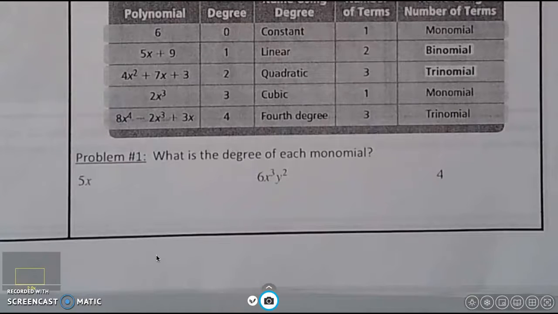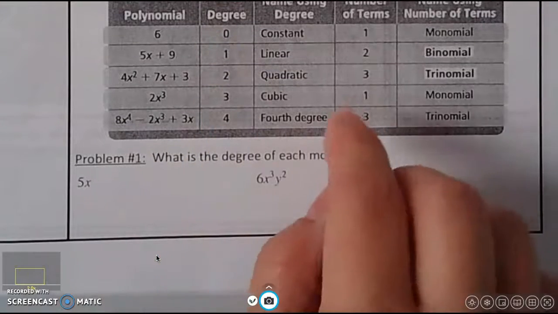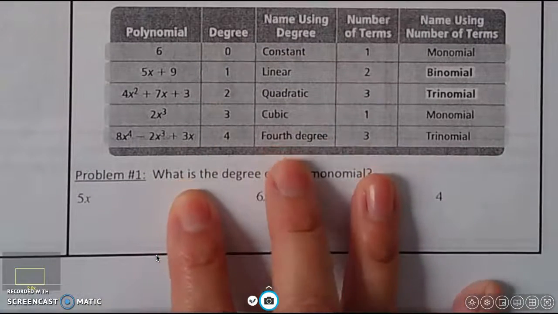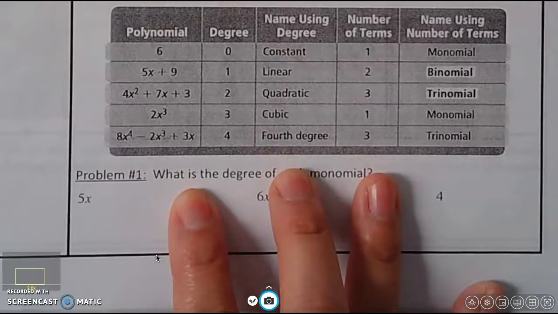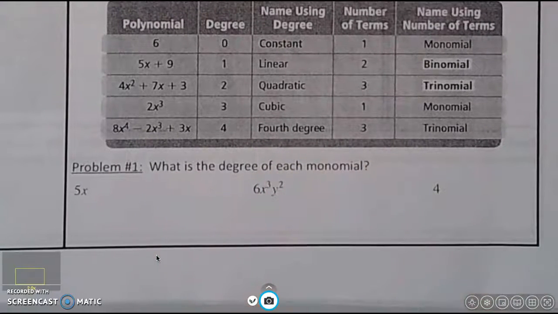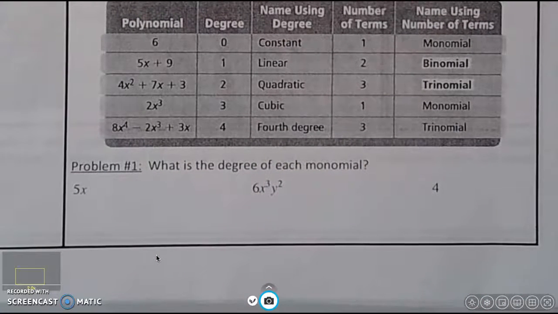The term with the highest degree should be in front, and then in descending order. It says degree twice. So this is the number degree, and this is the name. There might be one where I say, is this a linear equation? You should be able to tell me if this is a linear equation, or if this is a quadratic.